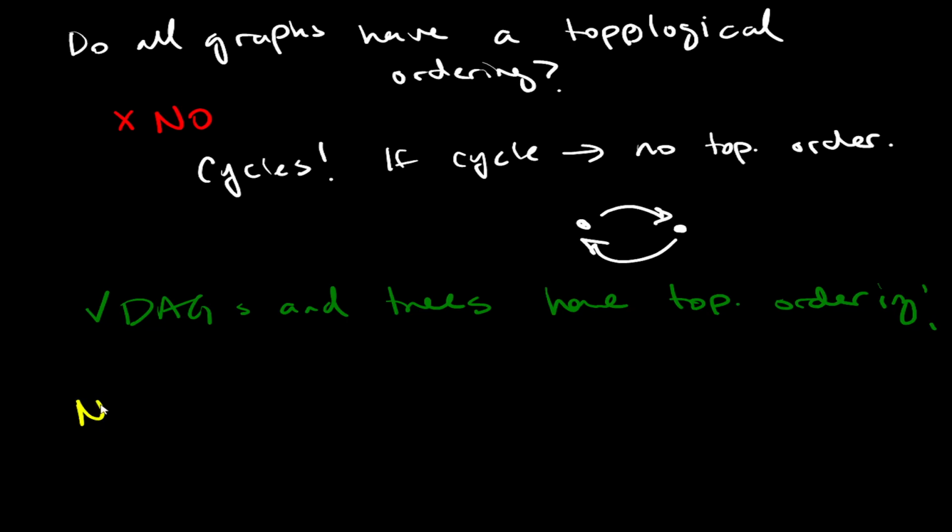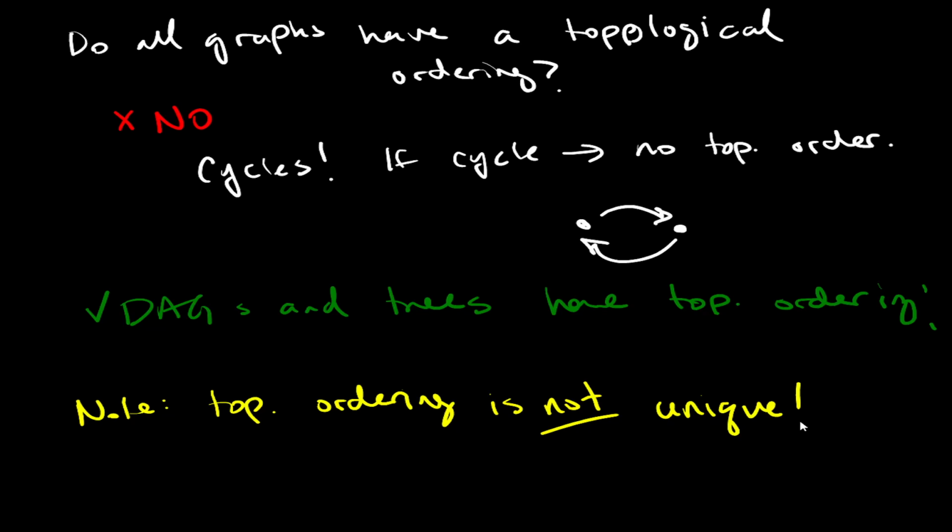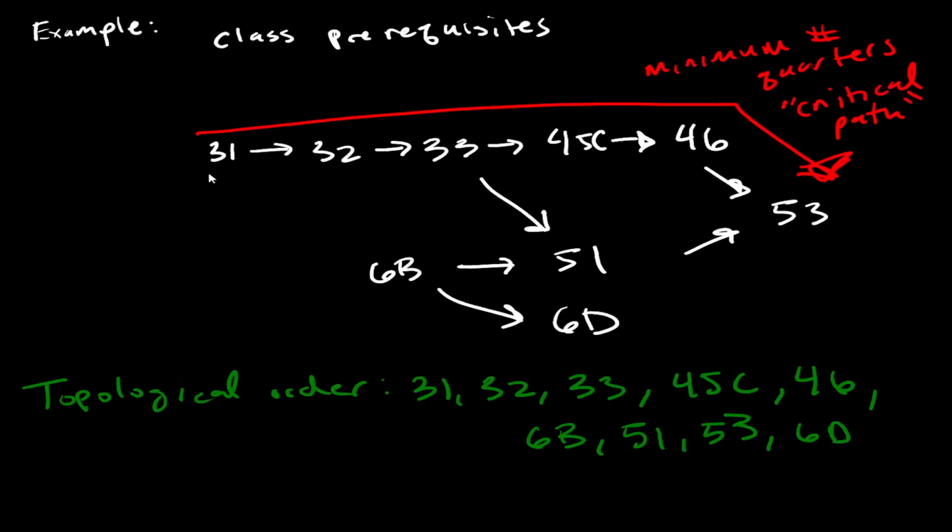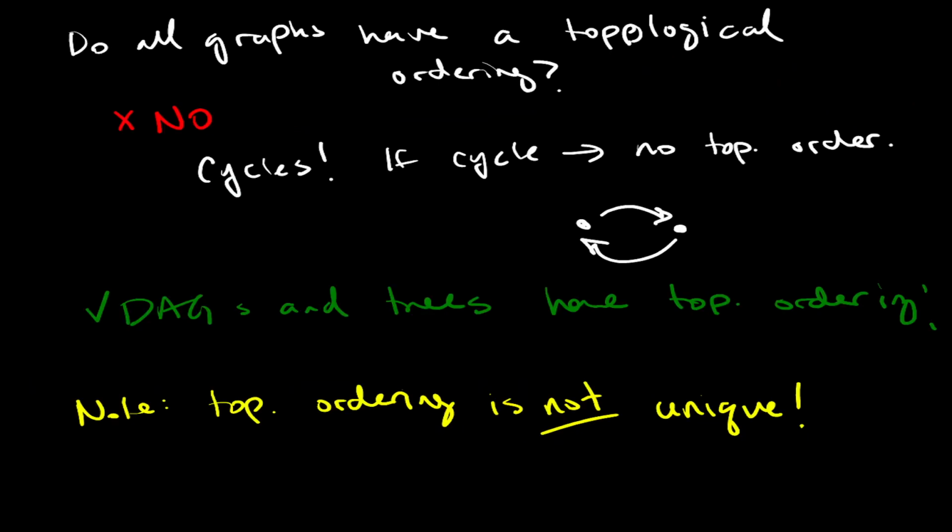And an important note is that the topological ordering is not unique, right? So you could imagine, in this case, 31 and 6B could appear in any order. I could have explored 6B before 31 in this case, and it would still be a valid topological ordering, right? The whole idea is just that the dependencies are met before you get to each vertex, right? So if you get to a vertex and the dependencies are met, that's good, right?